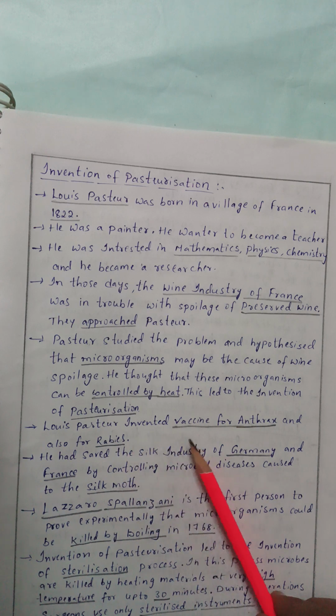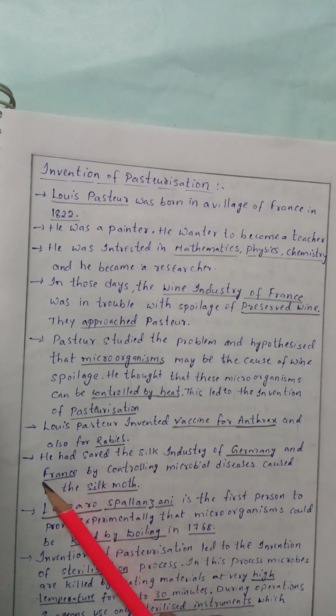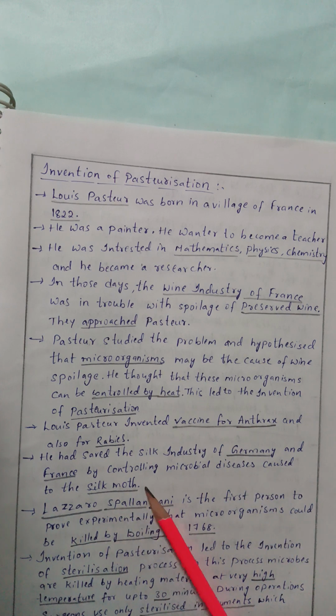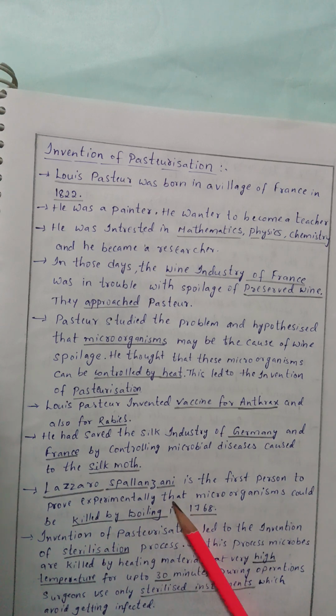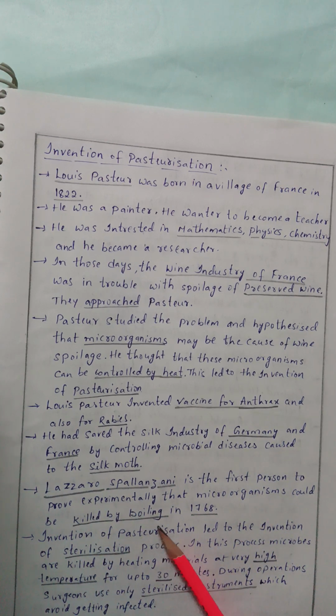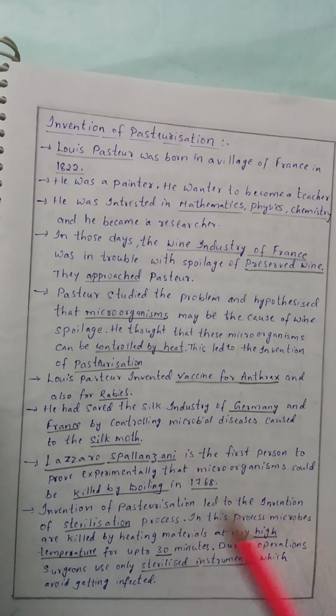Louis Pasteur invented the vaccine for anthrax and also for rabies. He had saved the silk industry of Germany and France by controlling microbial diseases caused to the silk moth. Lazzaro Spallanzani is the first person to prove experimentally that microorganisms could be killed by boiling, in 1768. Invention of pasteurization led to the invention of the sterilization process. In this process, microbes are killed by heating materials at very high temperature for up to 30 minutes. During operations, surgeons use only sterilized instruments, which avoids getting infected.